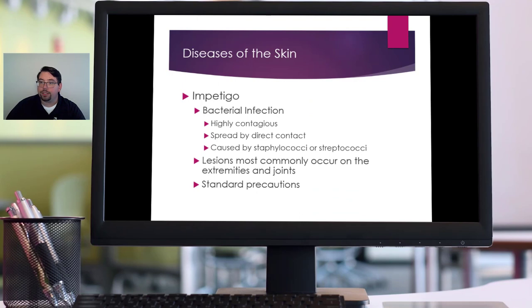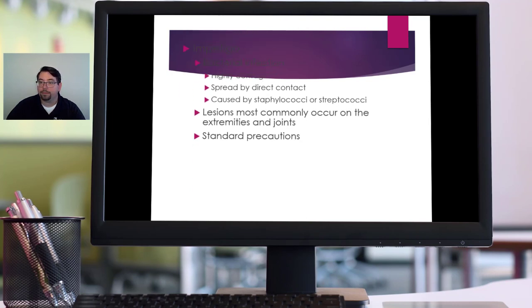Impetigo is another bacterial infection that we see. Again, highly contagious, spread by direct contact, and it's typically caused by some type of staph infection. These lesions most commonly occur in the extremities and in the joints, and we need to take standard precautions, just like you would if it was any type of staph infection.